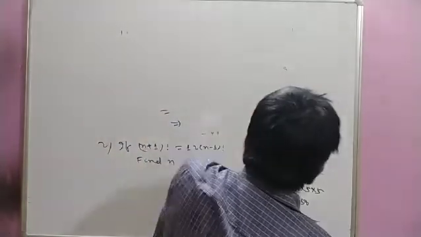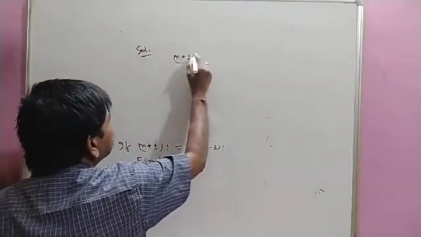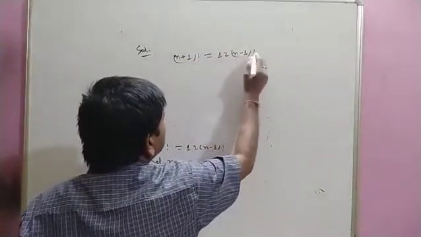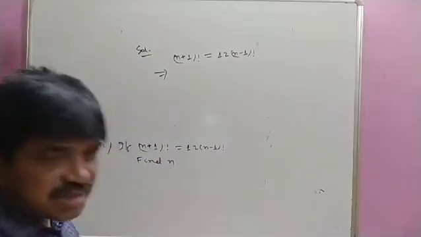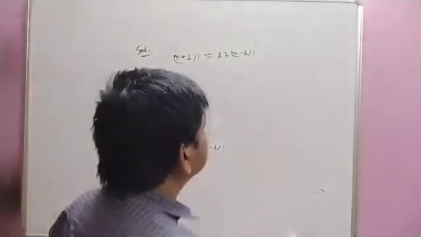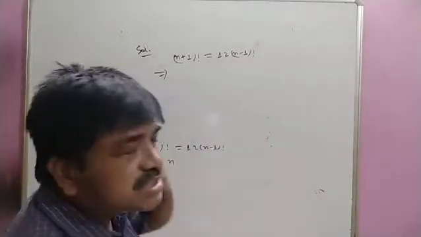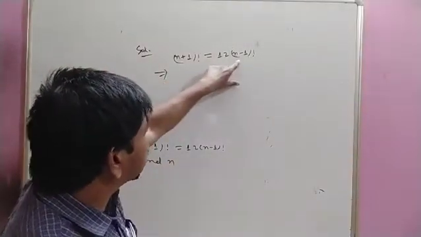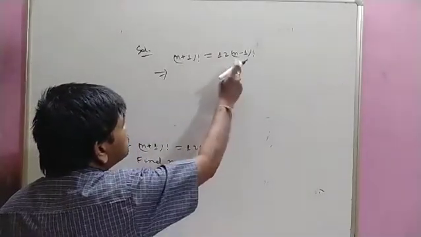So let us discuss this one. n plus 1 factorial is equal to 12 into n minus 1 factorial. Here is n plus 1 factorial, here is n minus 1 factorial. So which one is the least one? This one is the least one, and this one is the biggest one. So explain the biggest one in terms of the least one. This n plus 1 factorial is expressed in terms of n minus 1 factorial.